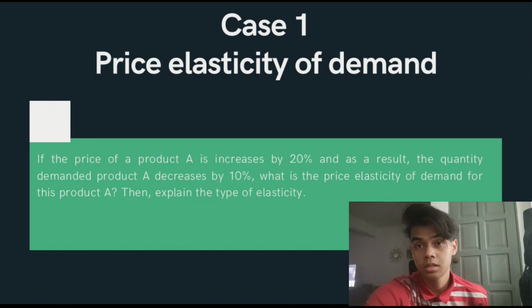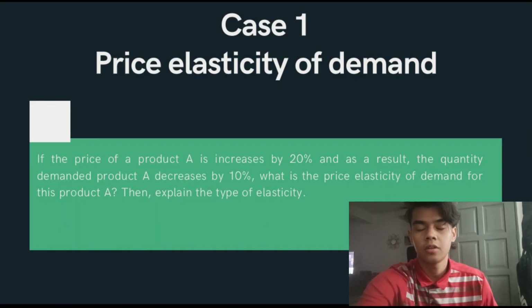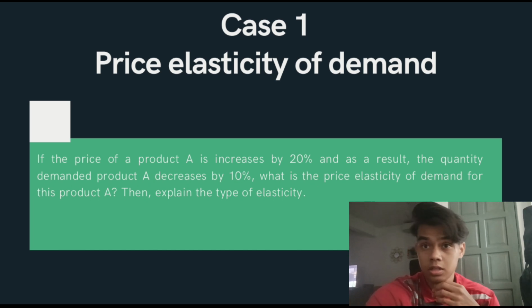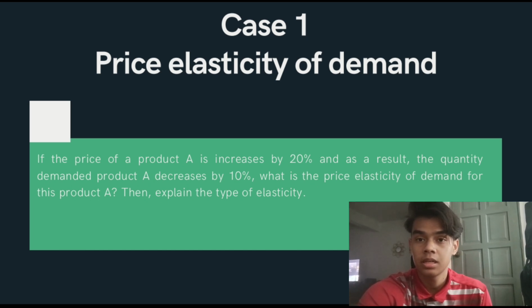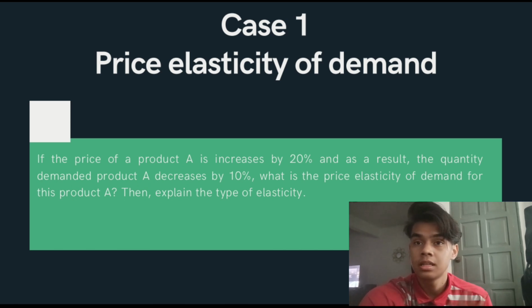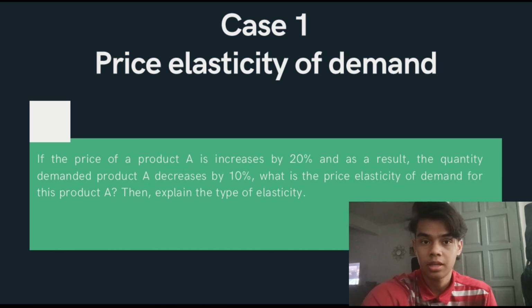Alright, the first case is the price elasticity of demand. For the first question, if the price of a product is increased by 20% and as a result, the quantity demanded of product A decreases by 10%, what is the price elasticity of demand for this product A? Then explain the type of elasticity.